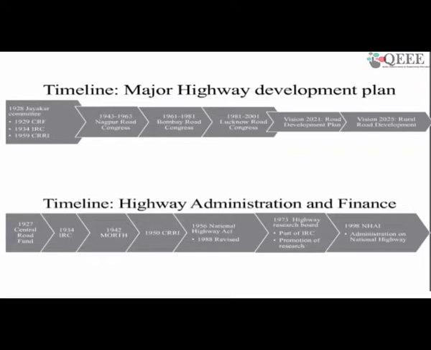Once it ended in 1981, the next 20-year plan was the Lucknow Road Congress, for 1981 to 2001. With that came the new millennium era, in which we had one vision for 2021. This is another 20-year road development plan. Within that, there is also a rural road development plan, which is 2025. We'll be discussing this. This is how the improvement or development plan started.